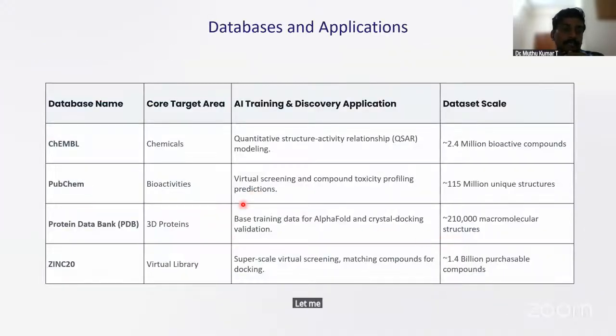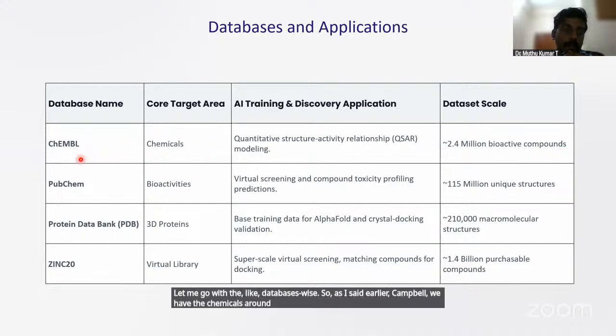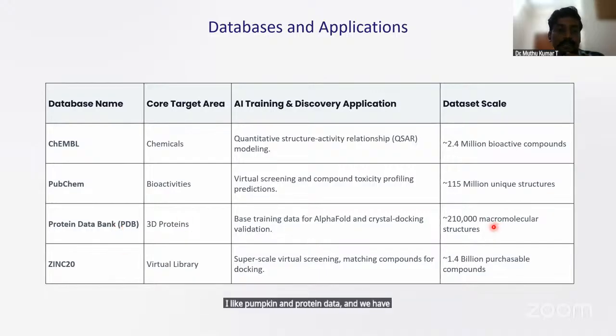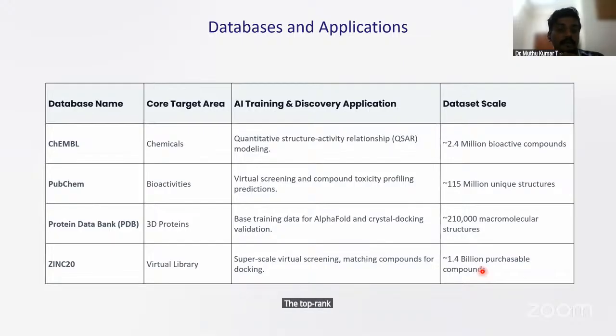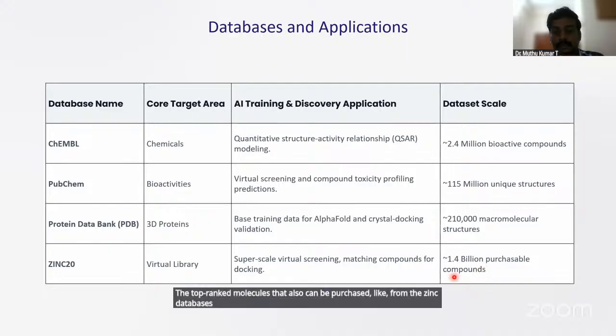So let me go through the databases one by one. As I said earlier, ChEMBL has chemicals, around 2.4 million compounds, like PubChem. Then Protein Data Bank has protein 3D structures. Then ZINC is another database where you can get 1.4 million purchasable compounds. Let's say you are screening and you want to purchase the top-ranked molecules. That can also be done from the ZINC database, where you will get the CAS number, everything, and the purchase link as well.